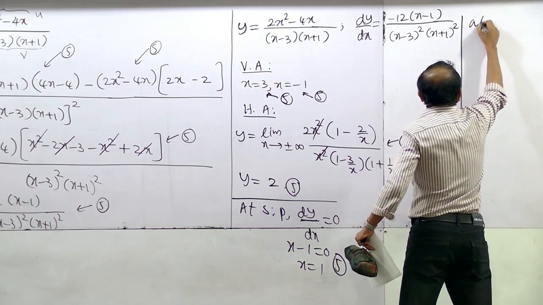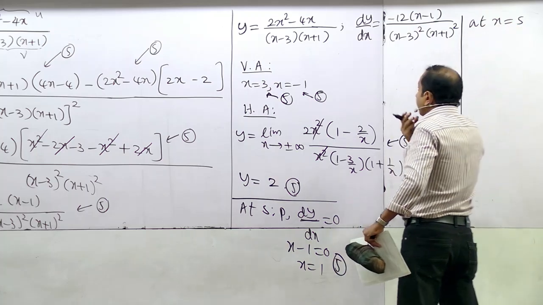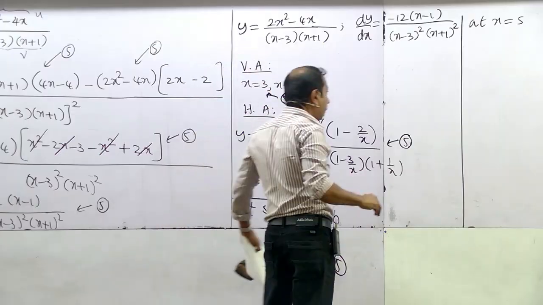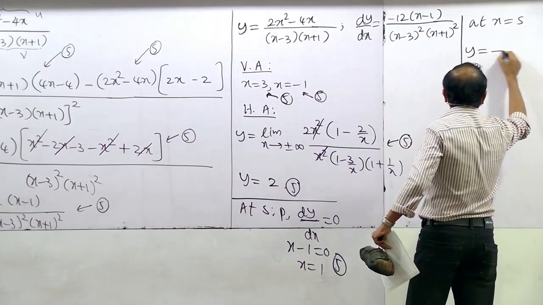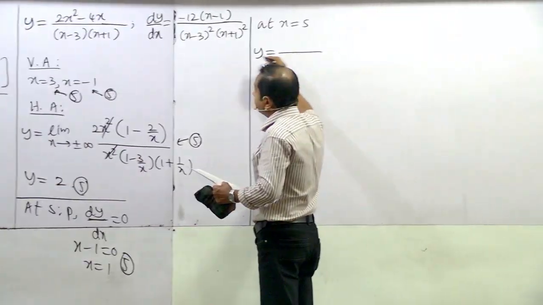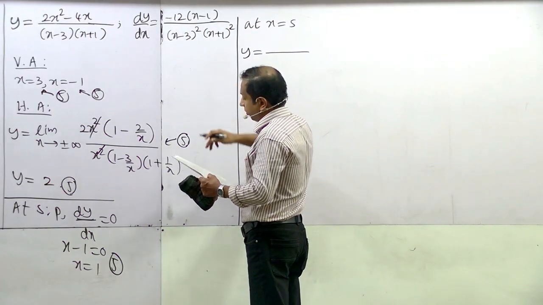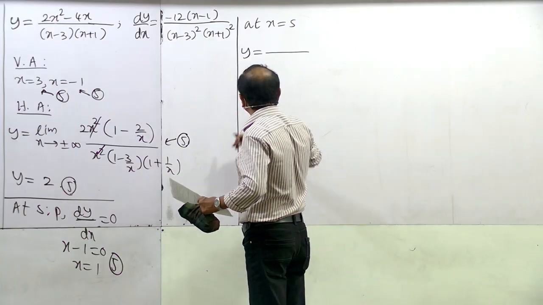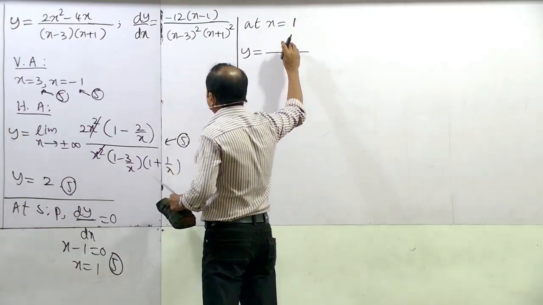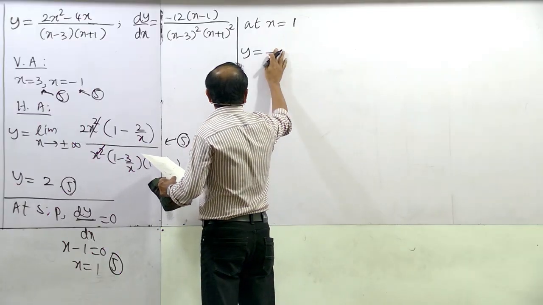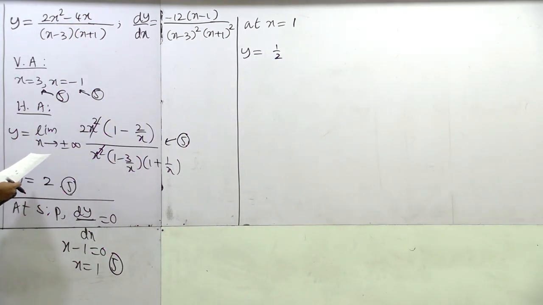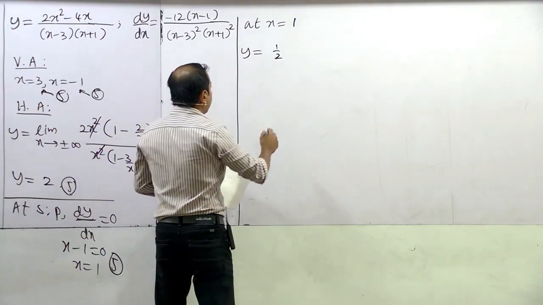Put that value here, here, here, here, then we get y. Sorry, not 5, x equals 1, x squared into 1. Then we get y half here. When you put x equals 1, we get y half. Then the stationary point is 1 comma half.